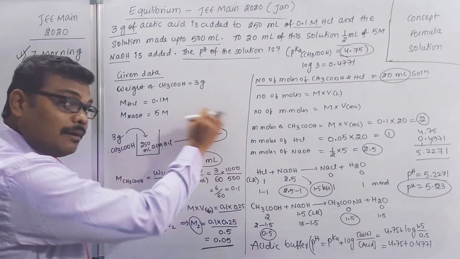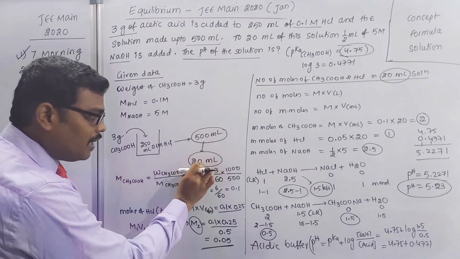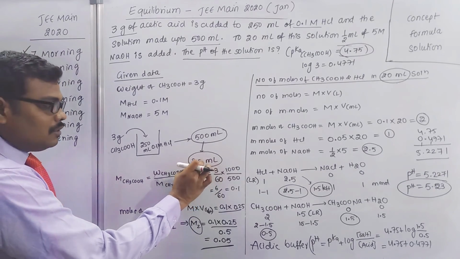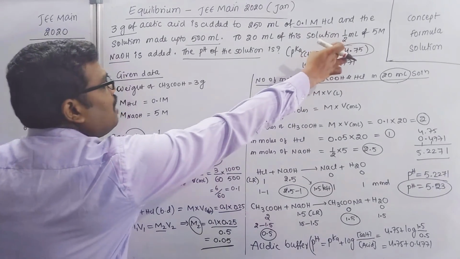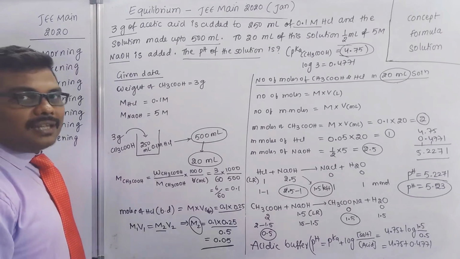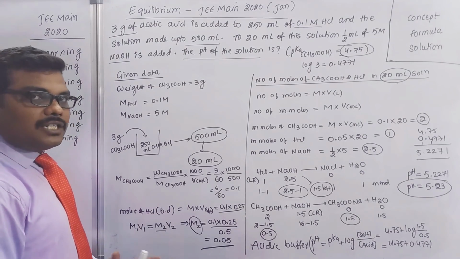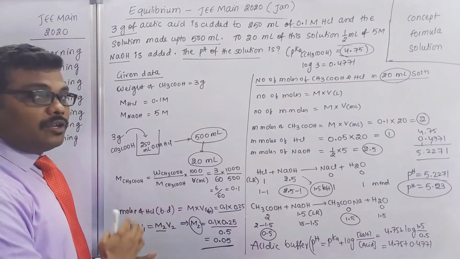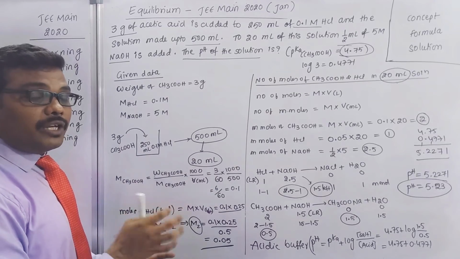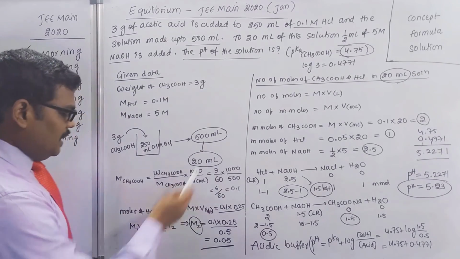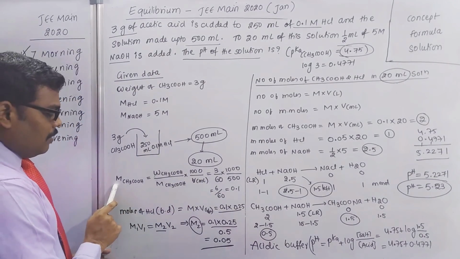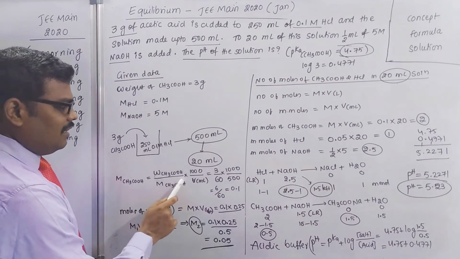And we are not using the complete 500 ml, we are taking only 20 ml of the solution. So to this 20 ml of solution, half ml of 5 molar NaOH is added. Our intention is to calculate the number of millimoles of acetic acid and HCl present in 20 ml of the solution. See here, first the molarity of acetic acid is calculated like this.